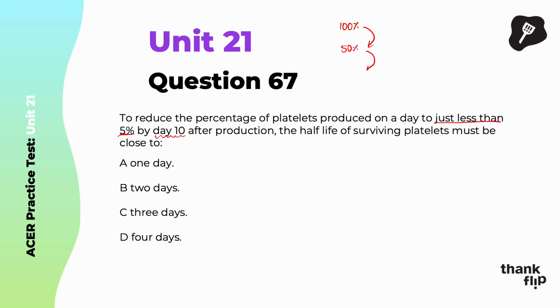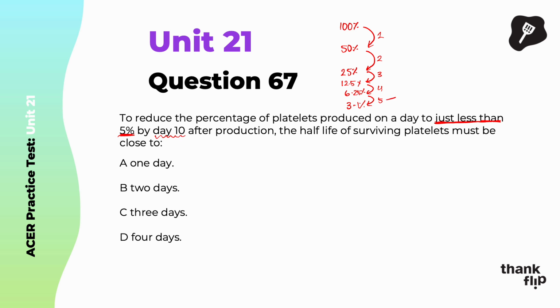And then after a second half-life, you would go down to 25%. After a third, you'd go down to 12.5%, and after a fourth, around 6.25%, and then 3. Let's just say 3.1 for now, percent. So this is 1, 2, 3, 4, 5 half-lives. And you're being asked about when, essentially, do you get just less than 5% of the original platelets.